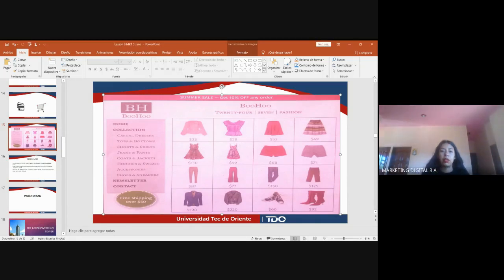Guys, what can you tell me about this? For example, you can say that the dress is cheaper than the jacket, because it is 110 pesos maybe, and here we have 220 pesos. So the dress is cheaper than the jacket.